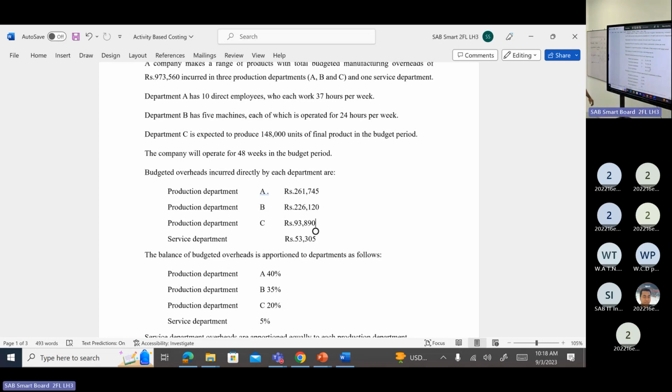Up to this point, this is quite easy. The allocated manufacturing overhead is directly given. Then from that 900,000, when you deduct the 600 or 310,000, you have to apportion the unallocated overhead 40, 30, 5, 25. Then you take the total. Then the service department total overhead cost is reapportioned equally. What amount net?